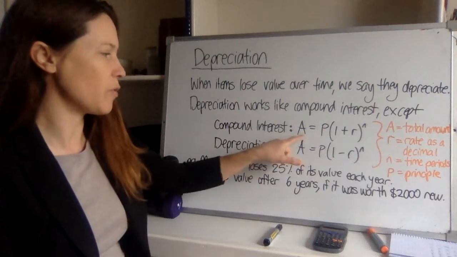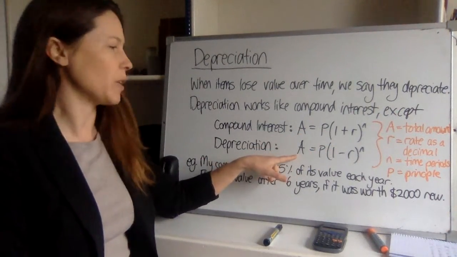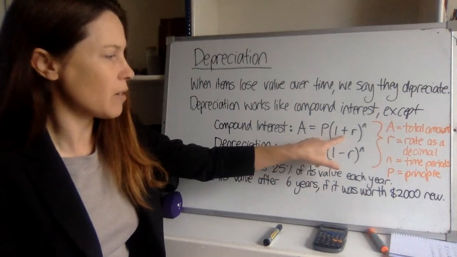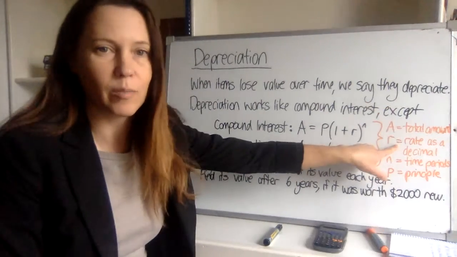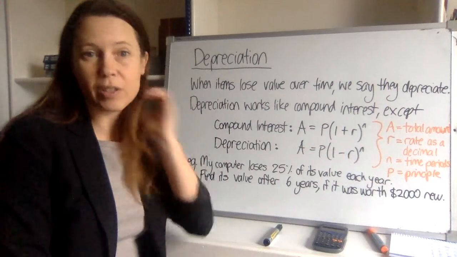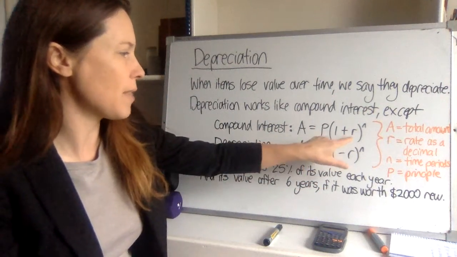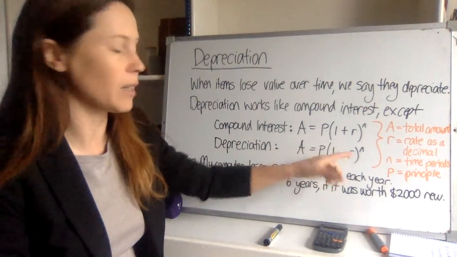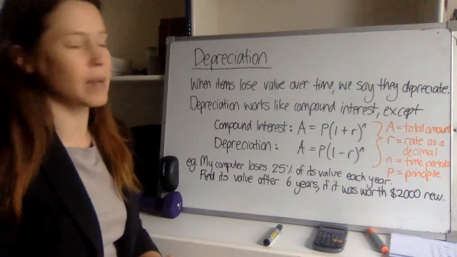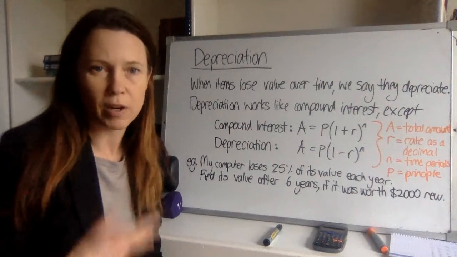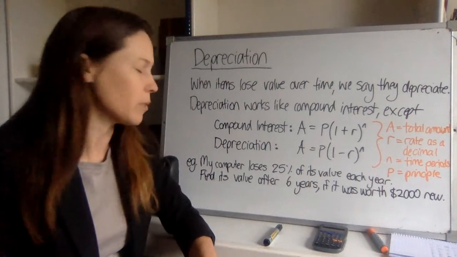Now, the compound interest formula, we've seen this before already, looks a lot like the depreciation formula. You'll notice the only real difference is that instead of adding the rate to 1, and remember here we have to use the rate as a decimal, and we can use our calculator to convert a percentage into a decimal, with compound interest we add the rate, and with depreciation we take it away. So let's have a look at an example here. We'll have a look at how to do it just by trial and error using our calculator, and then we'll use the formula to answer the same question.